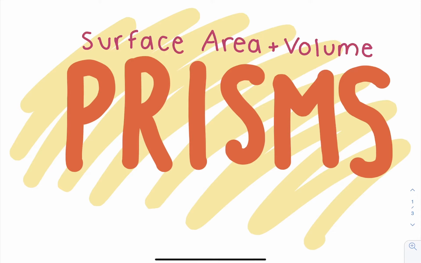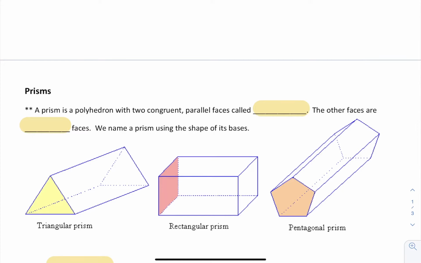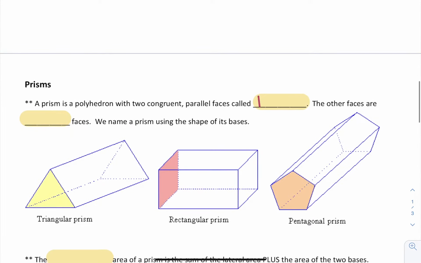Our second video on surface area and volume is going to be about prisms. A prism is a polyhedron with two congruent parallel faces called bases. There are two bases that are kind of facing each other, and they're parallel. The other faces are called lateral faces. These are kind of like our side faces.